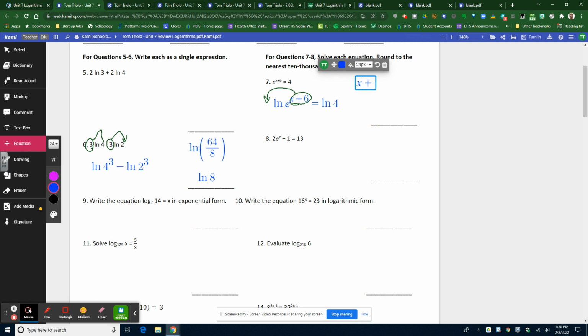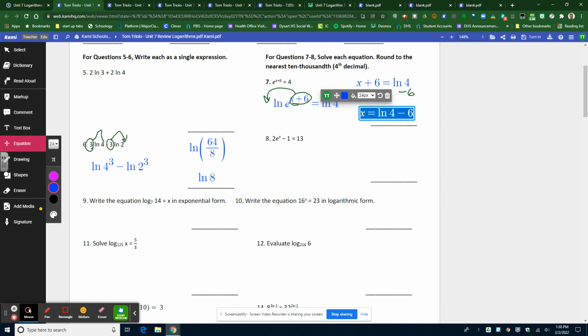Now, here's where you need to be careful. You might think, I just subtract the 6. And that is exactly what you do. But you do not subtract the 6 from the 4. It is not ln of negative 2. Besides, can you take the natural log of a negative number? No. So my answer here is going to look a little weird. x equals ln 4 minus 6. I can have a negative number. I just can't take the natural log of a negative number.